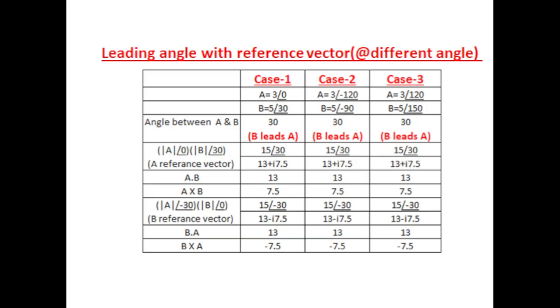With B as the reference vector, B multiplied by A equals 15∠-30 in polar form. In rectangular form, the multiplication of these two vectors with B as reference equals 13 - j7.5. Real is 13, imaginary is -7.5. So B dot A is equal to 13, and B cross A equals -7.5.